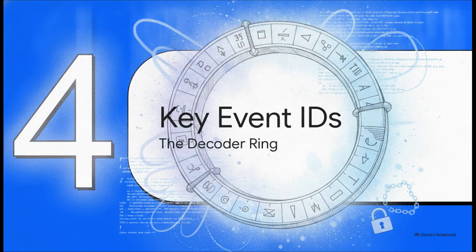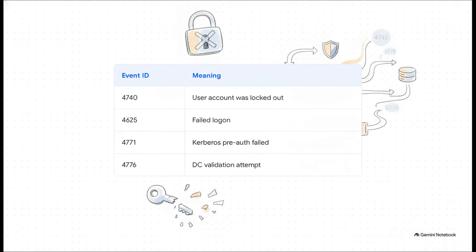Section 4. Key event IDs explained. Consider this your decoder ring. We've already talked about our primary target, event ID 4740, which explicitly means a user account was locked out. But there are some other really crucial pieces to this puzzle.